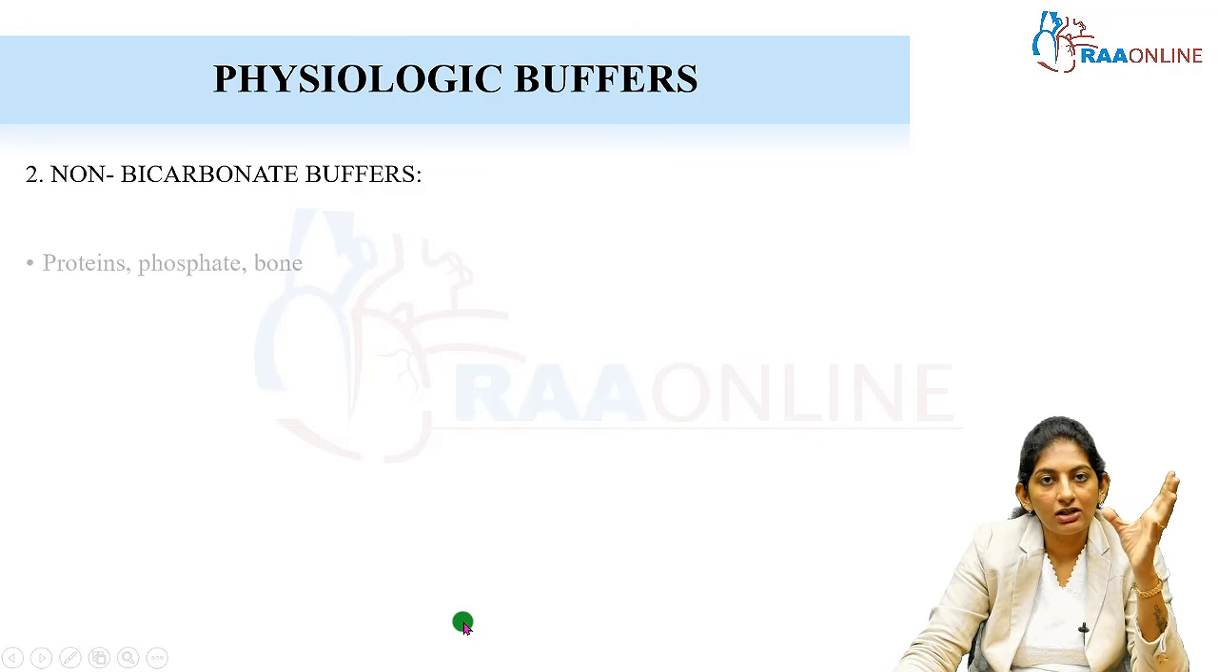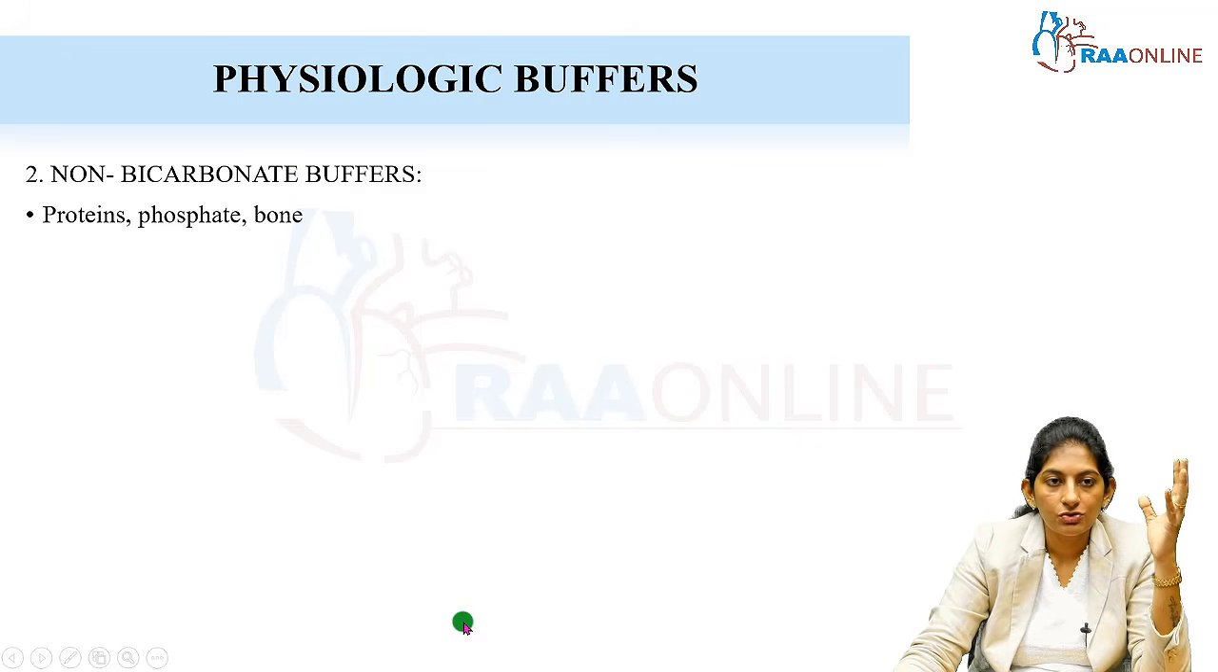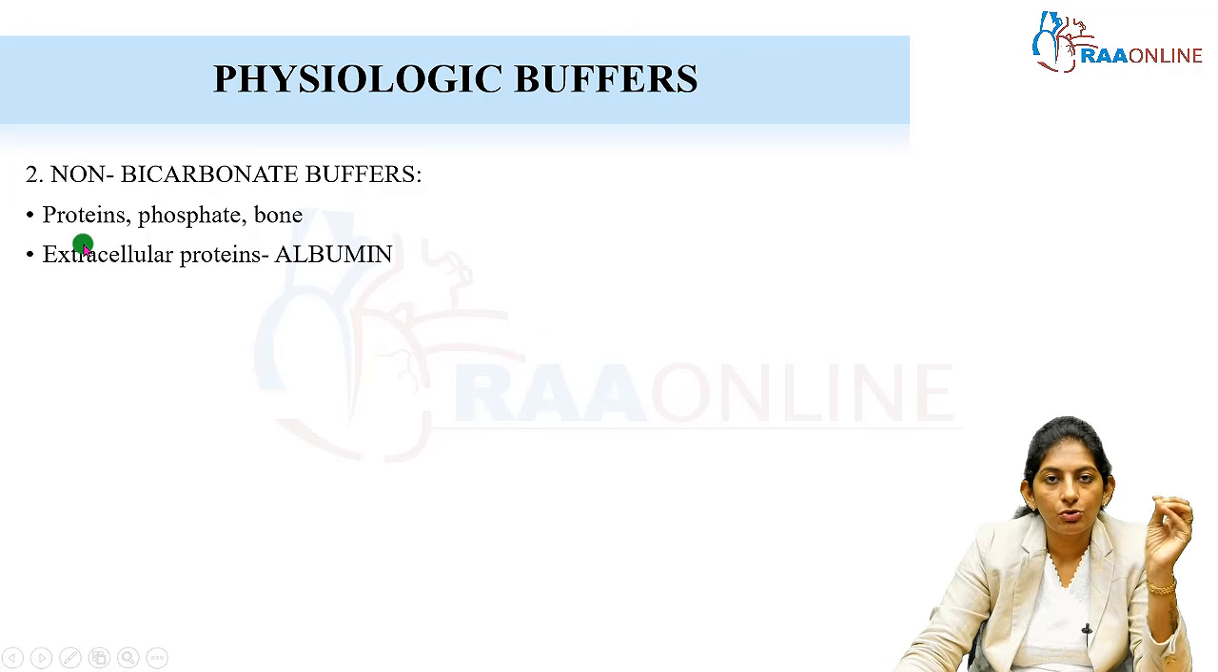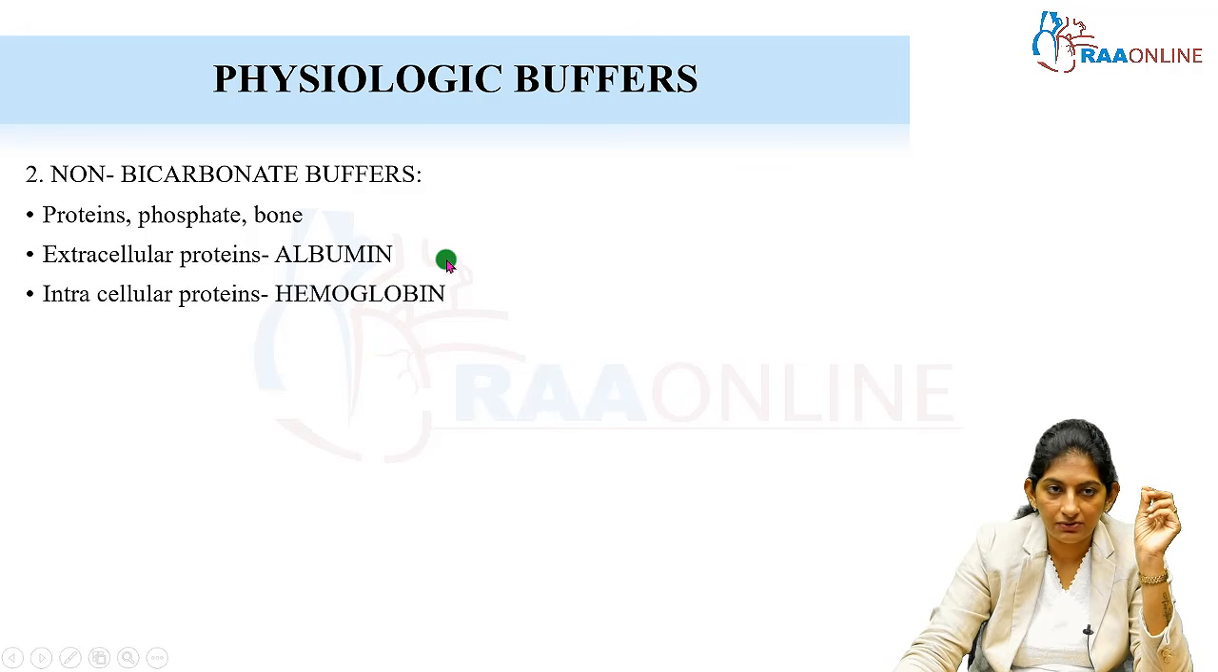We will now talk about the non-bicarbonate buffers. These non-bicarbonate buffers are predominantly proteins, phosphate and bone. We will just talk about these three. Okay, among the proteins, albumin is the predominant non-bicarbonate buffer.